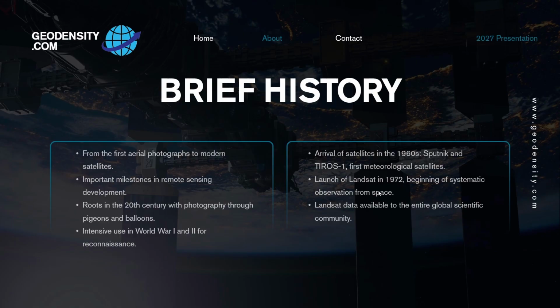The space age, beginning in the mid-20th century, brought the first satellites in the 1960s, such as Sputnik, and more relevant for Earth observation, Tiros-1, the first successful weather satellite. Yet a milestone came in 1972 with the launch of the Landsat program by the United States. This program marks the beginning of the modern era of continuous and systematic observation of Earth from space, with data made available to the global scientific community.